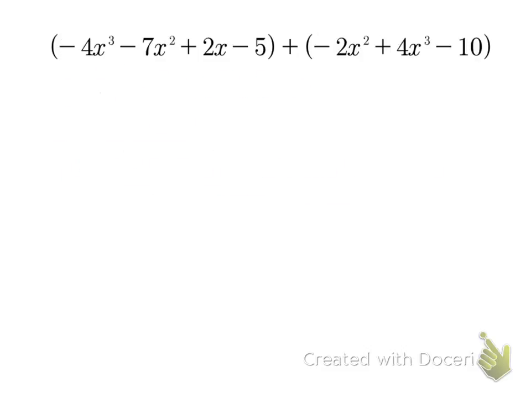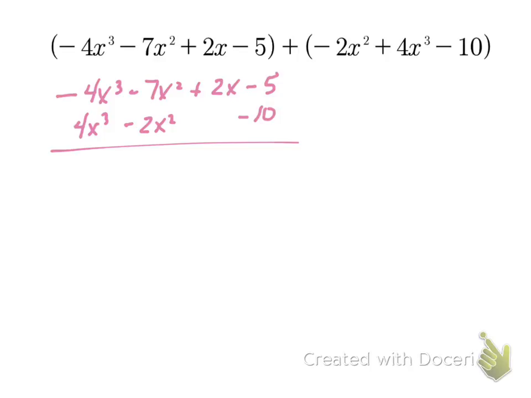Alright, for my third example, I'm going to start off the same exact way, rewrite the first polynomial. Now I'm going to add, and I'm going to make sure that I add that negative 2x squared to the right term. So that goes with the 7x squared. The 4x to the third goes here, and the negative 10 goes with the negative 5. And now I'm just going to add them together. Those cancel. That makes negative 9x squared, still 2x, and minus 15. And this is all there is to addition.